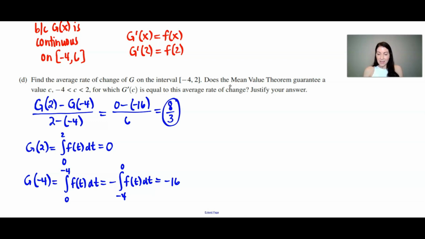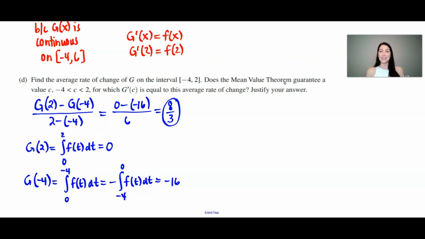And then it says, does the mean value theorem guarantee a value of c? Well, there are two conditions that have to be true in order to be able to use the mean value theorem. And if you'd like to watch a video that I've made on the mean value theorem, click here to see that video where I explain all things mean value theorem.